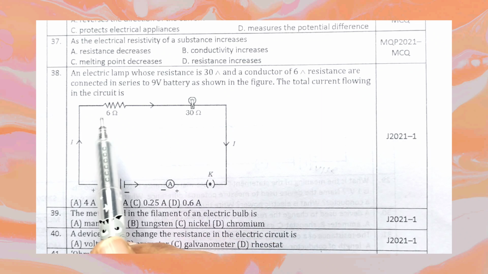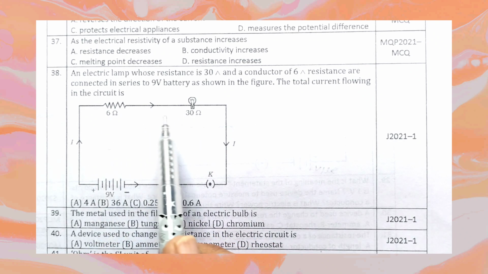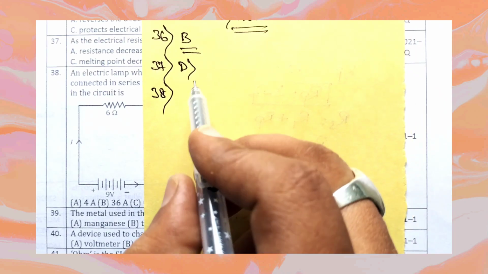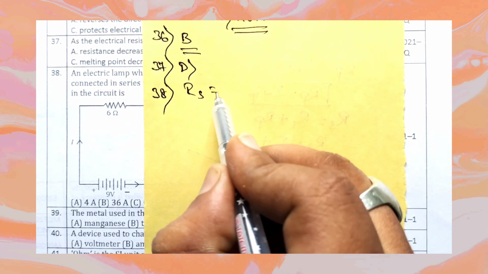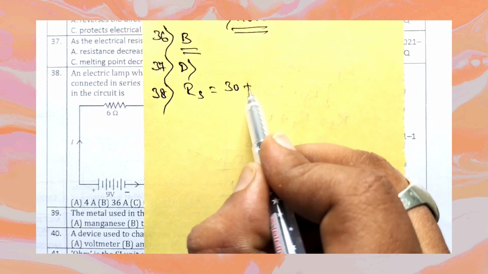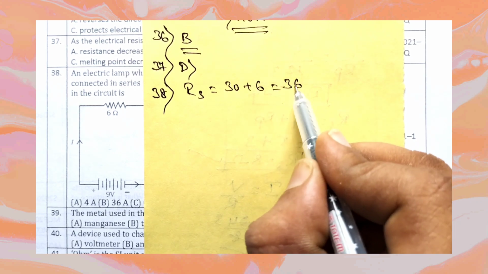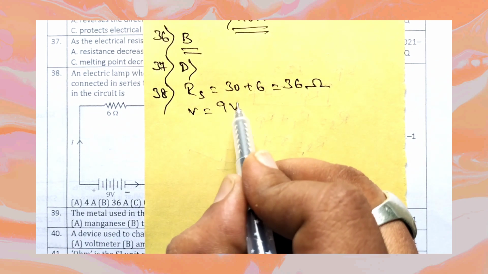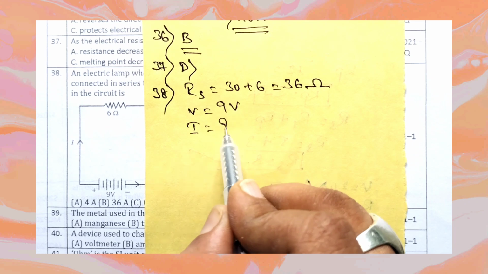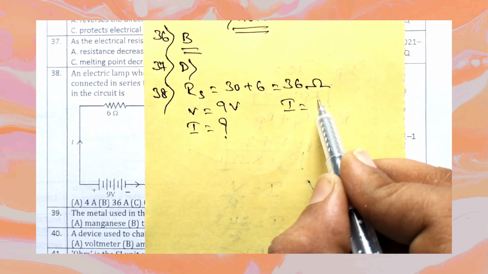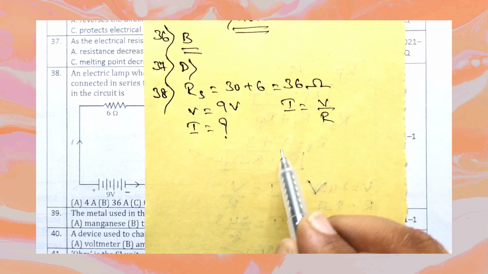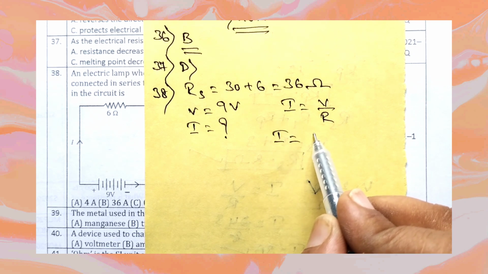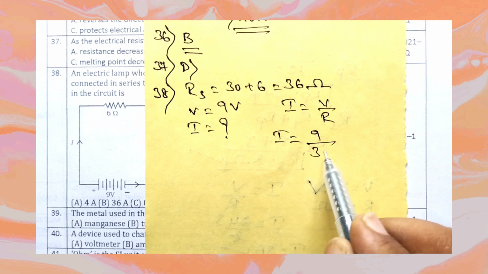Since these two are in series, when we add the two, we get the total resistance. So let us find the total resistance. R_s is equal to 30 plus 6, that is equal to 36 ohm. Then voltage is equal to 9 volts. Then I is equal to question mark. According to Ohm's law, I is equal to V by R. So I is equal to V, that is 9 volts divided by 36.